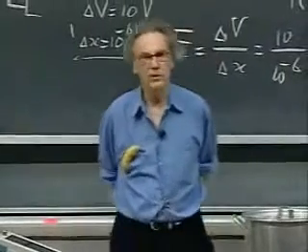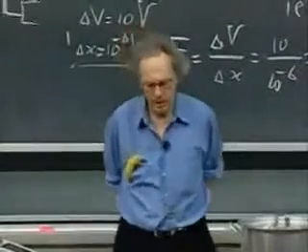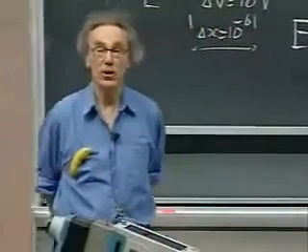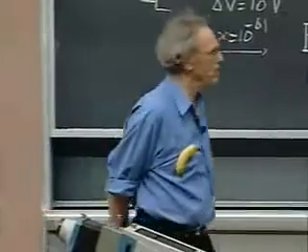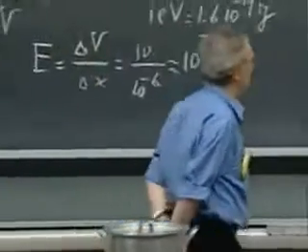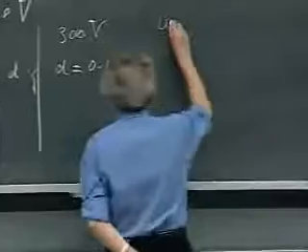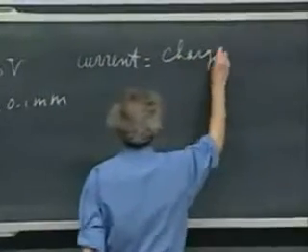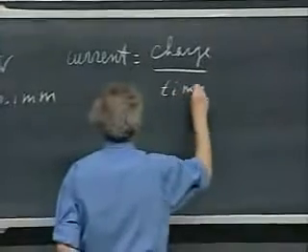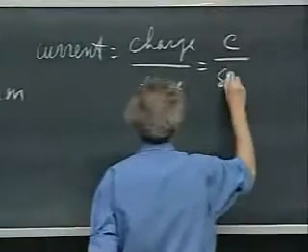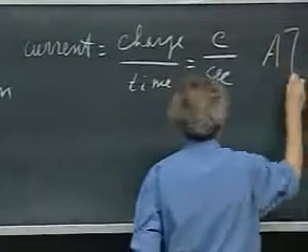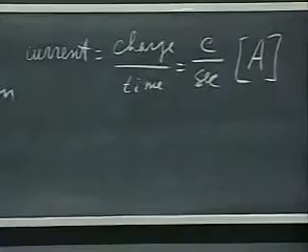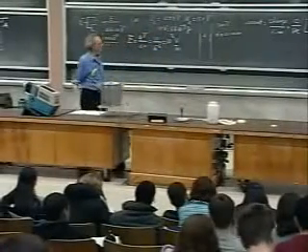Now, of course, high voltage alone doesn't necessarily kill you. What matters is not so much the voltage, but the current that goes through you. And current is charge per unit time. So in SI units, it would be coulombs per second, for which we write a capital A, which stands for ampere, the Frenchman who did a tremendous amount of research in this area.